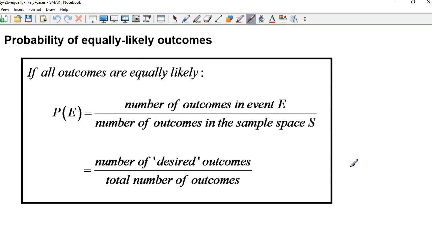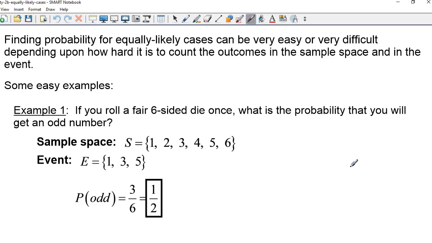And of all the different ways we have of computing probabilities, this one is usually introduced in middle school because it's the most straightforward. But actually finding a probability for an equally likely case problem can be either quite easy or very difficult. It just depends upon how hard it is to count the outcomes in the sample space and the outcomes in the event. So let's start with a simple example here.